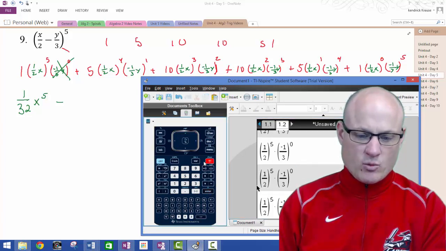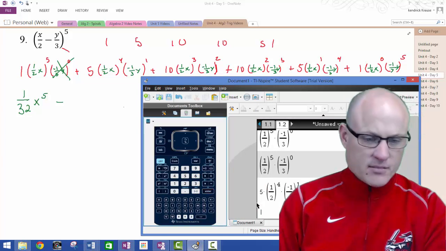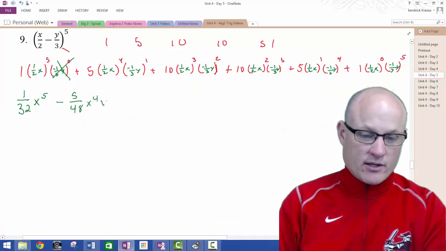Change this to a 1. Change this to a 4. Change this to a 5 and hit enter. I get negative 5 over 48. Checking my work. Negative 5 over 48 x to the 4th, and now we start introducing y's. Next one's going to be a plus.